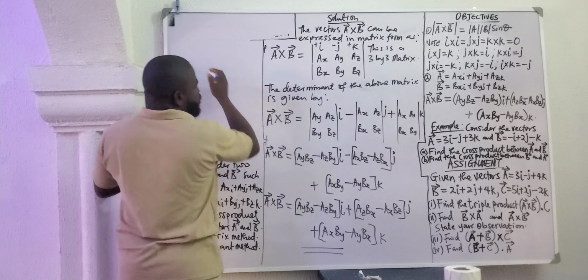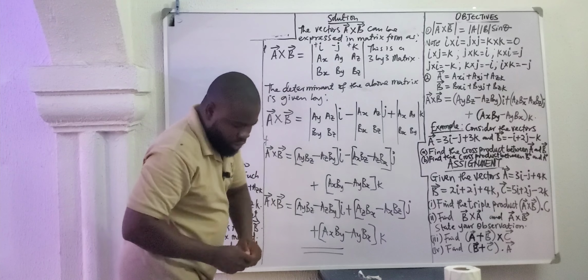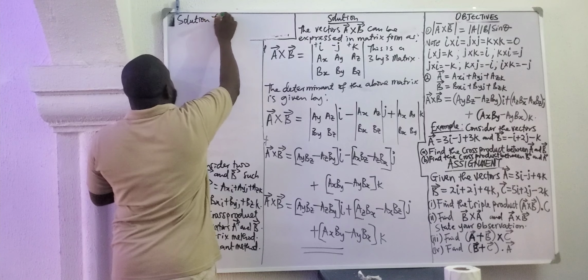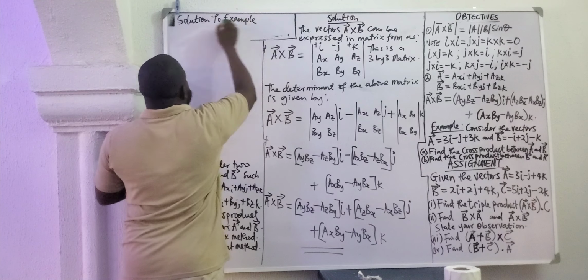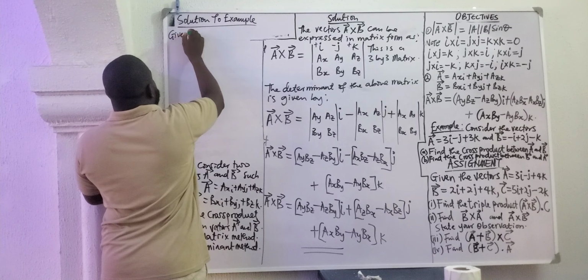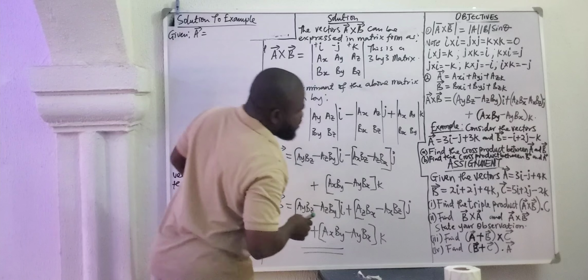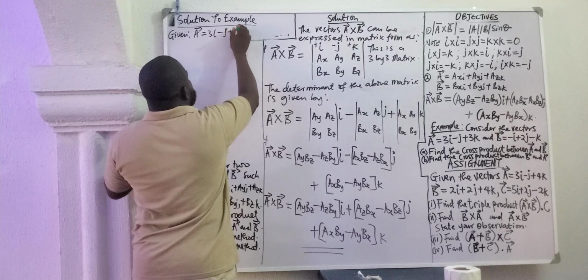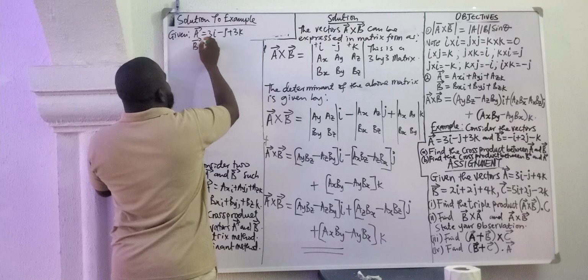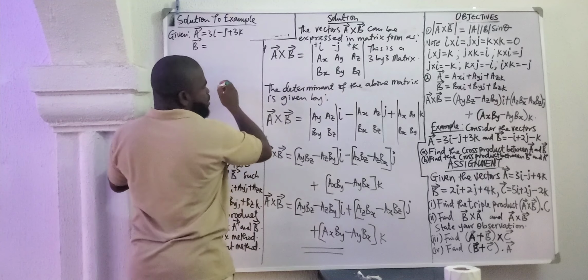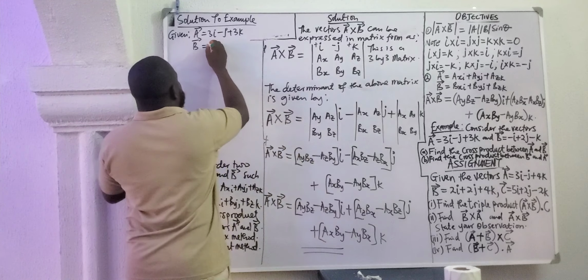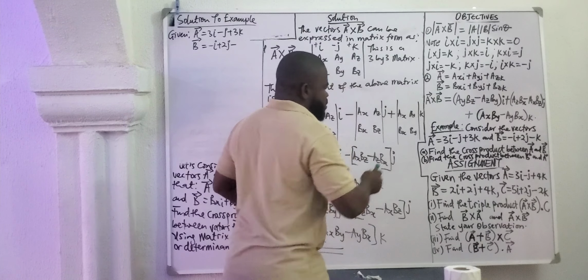So we have the solution to the example. We are given the two vectors, vector A equals 3i minus j plus 3k, and vector B we are given as minus i plus 2j minus k.